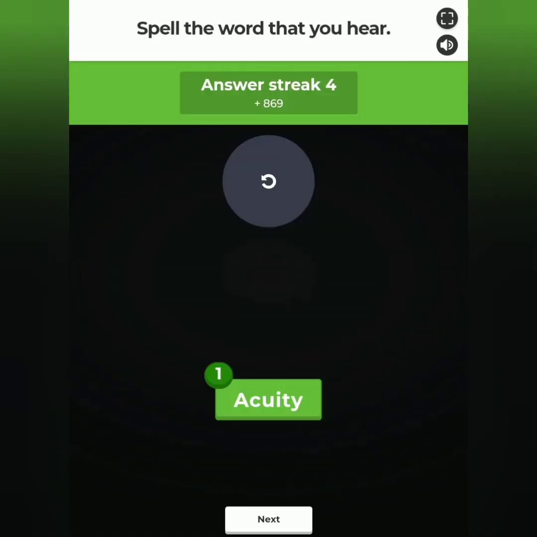For this item, a word was said and the word was acuity, and you were just asked to spell the word. It's acuity. And if you spelled it in all caps, low caps, or started with a capital letter, you would have still got it right. So that's acuity, acuity.